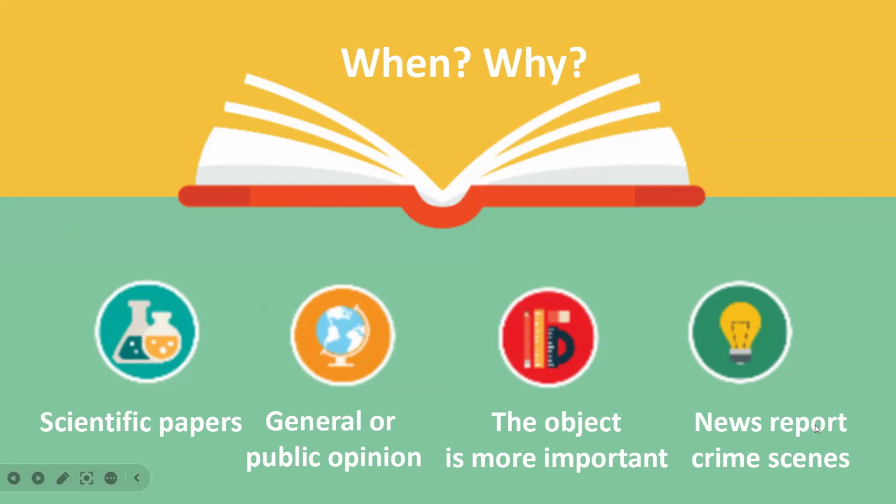Also for news report, okay? Relating to crime scenes, okay? So if a person is reporting what they saw, they want to have like an impersonal distance from that situation, so they tend to use the passive voice. Perfect. Now that we understand when and why we use the passive voice, let's dive into the structure.